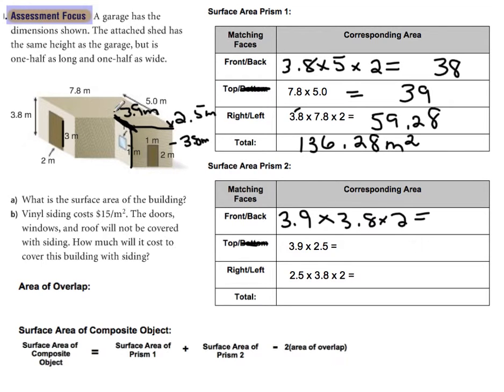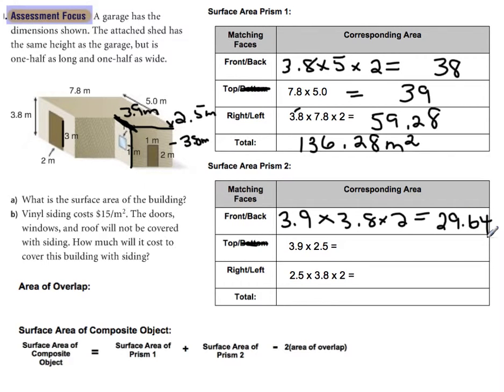3.9 by 2.5 is the top, which is correct. And my right is 2.5 by 3.8. Perfect. And we times it by 2 because left and right. Okay. So now what we're going to do is just do all of our answers using our calculator. So 3.9 times 3.8 times 2. I got 29.64.